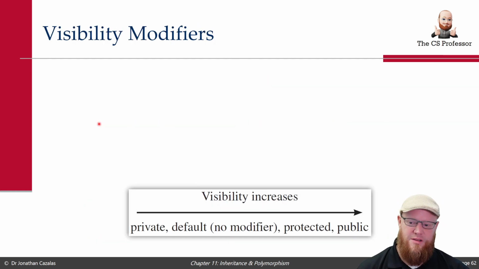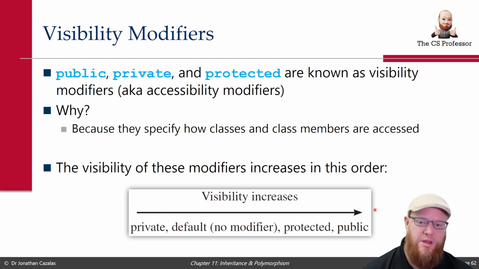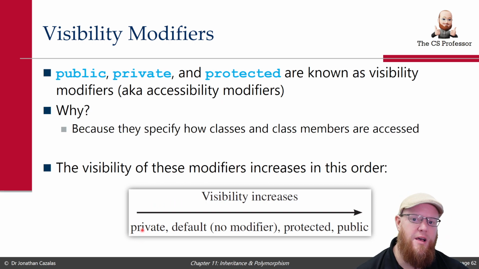This is what protected does. So here now we have these really 4 visibility modifiers. We have private, we have public, we have protected, and we have default. And this is where the visibility increases. The strictest level of visibility is private. Then we have default, which is basically when you don't list private or public or protected.